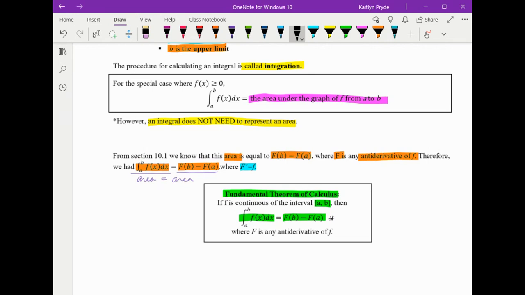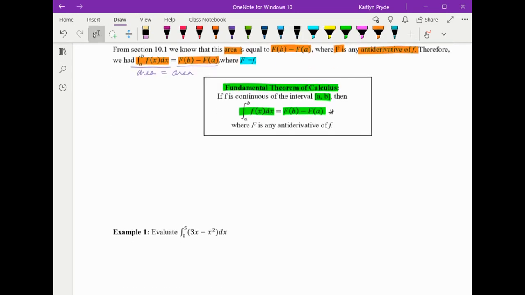Now, this integral, if f of x is greater than or equal to 0, can also represent an area between curves or an area under a curve. Okay, so let's see what this looks like.